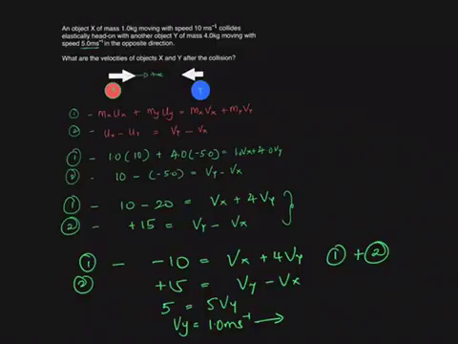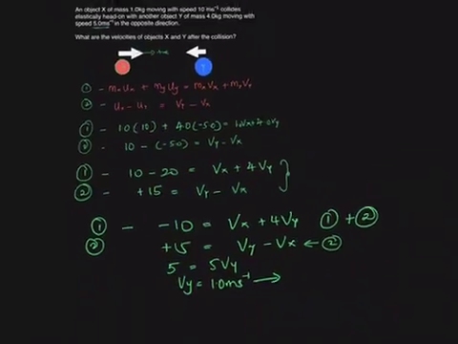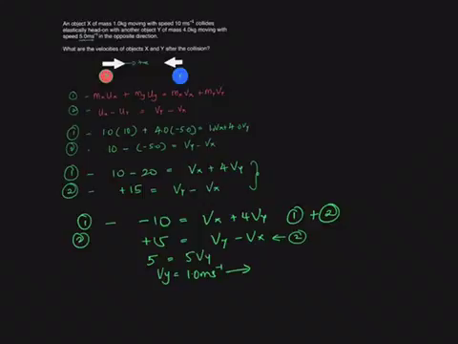And if you solve for Vx, sub into equation 2, you're going to get a value of Vx equals minus 14 meters per second, which tells you that x is going to move in this direction. So there we have it, how we solve for problem of elastic collision.